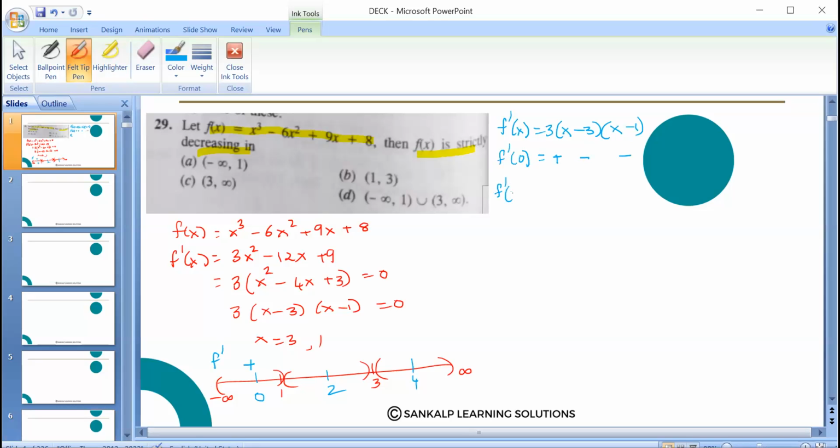Then in the derivative, if you put 2, 3 is positive, 2 minus 3 negative, 2 minus 1 positive. So f dash will be negative. If you put 4, 3 is positive, 4 minus 3 is positive, 4 minus 1 is positive. So f dash is positive. Wherever f dash is positive, there f is increasing, negative decreasing, positive increasing.